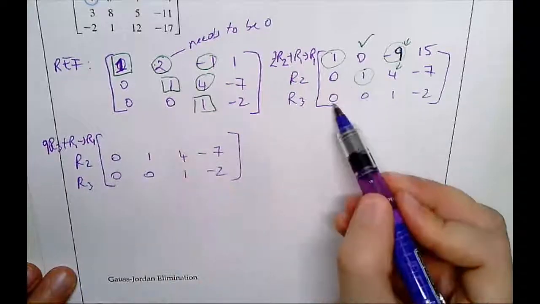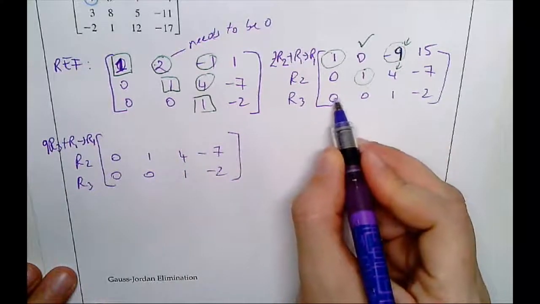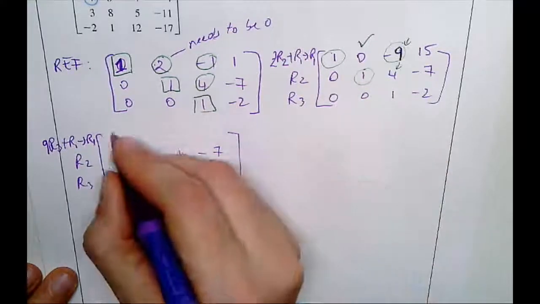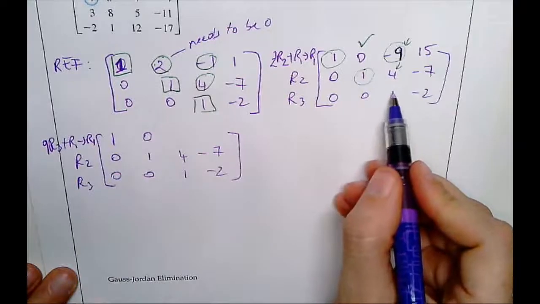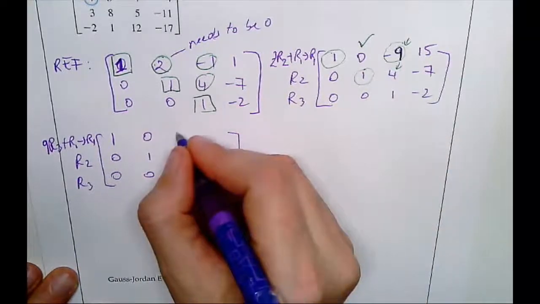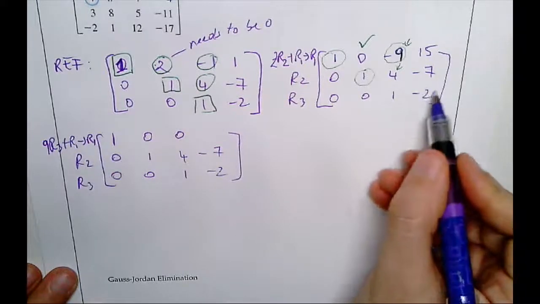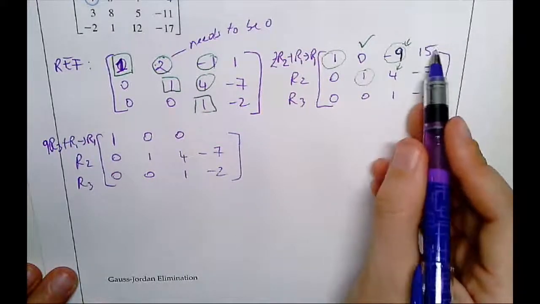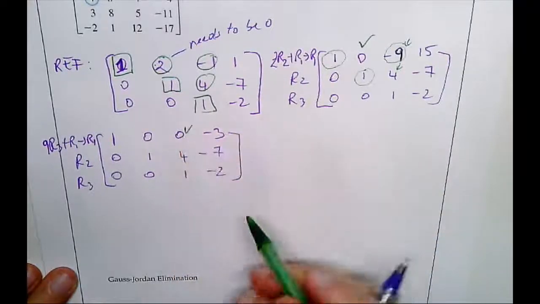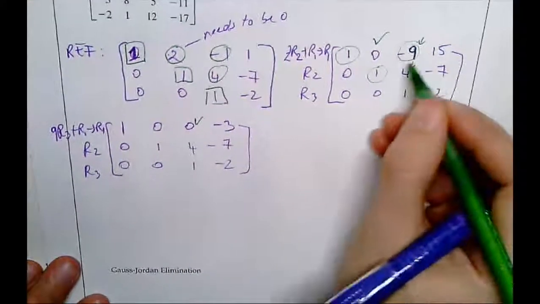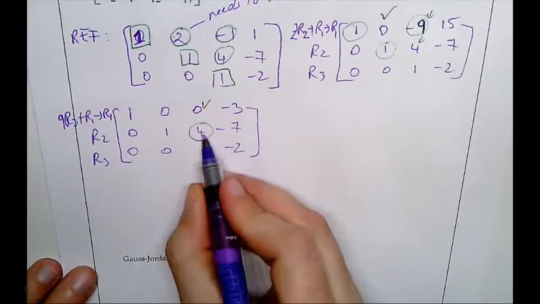Okay, so 9 times 0 plus 1 is 1. 9 times 0 plus 0 is 0. 9 times 1 is 9, minus 9, that's a 0. 9 times negative 2, that's negative 18, plus 15, that's negative 3. So there you go, I made a 0. The only thing that needs to be a 0 now is this 4, and then we're done. So I need to make this a 0.